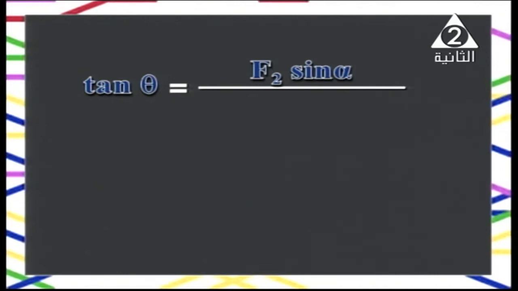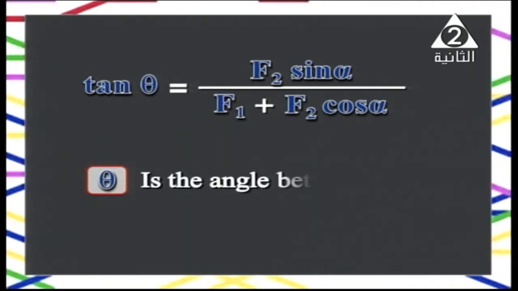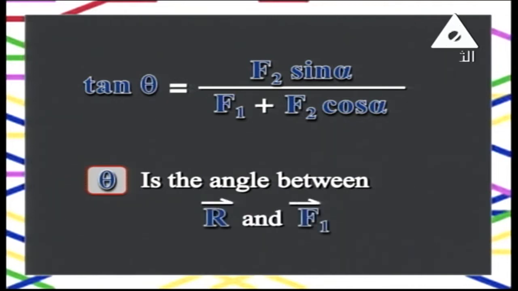My dear student, what is the direction? The direction is given by tan theta equals what? F2 sin alpha over F1 plus F2 cosine alpha. My dear student, tan theta shows the inclination of the resultant about F1. Theta is the angle between what? R and F1.